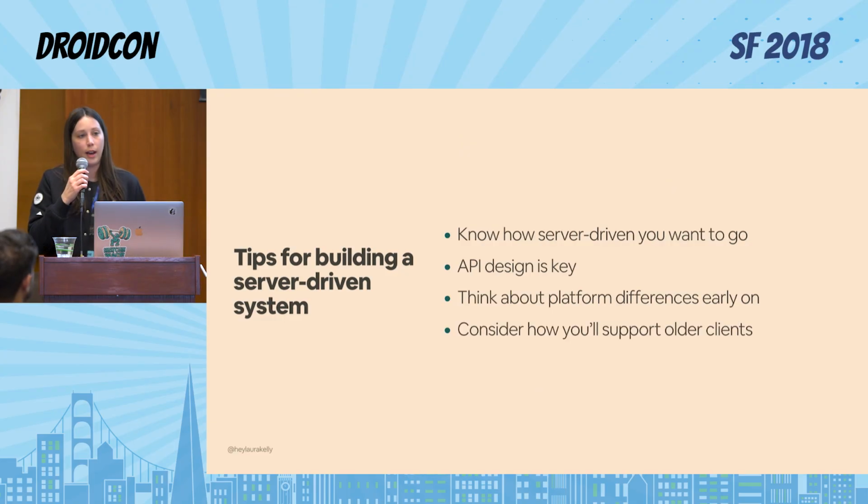And finally, consider how you're going to support older clients. This could be something like an explicit version number, or it could be a version number that's just based on your app version, or you might decide to not support older clients after a certain point. Just make sure you're intentional about it, because this is probably the most complex part of building out a sustainable server-driven system.